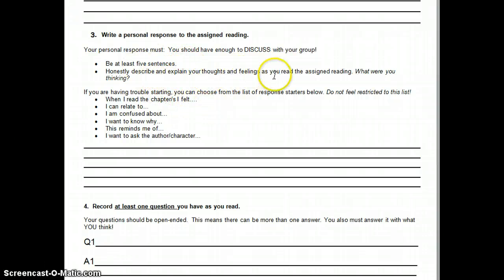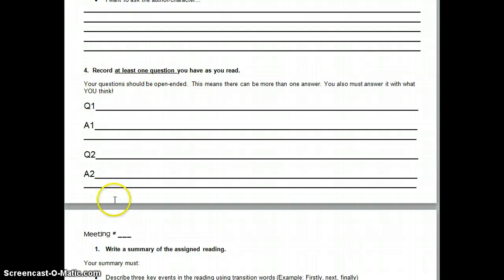Honestly describe and explain your thoughts and feelings as you read the assigned reading. If you're having trouble starting, you can use a list of these journal starters to help you. And then finally, record at least 1 question, and you can see that I have 2 questions here, but record at least 1 that you have about what you read. Your questions have to be open-ended, and this means that there can always be more than 1 answer, and maybe you won't agree with somebody in your group, and that's a good thing, because that engages a healthy discussion.